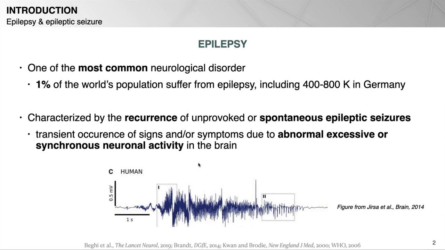These are defined as brief episodes of signs and/or symptoms, like alteration in behavior, some sensations, loss of consciousness, among others. And this is due to an abnormal electrical discharge in the brain. So you can see such an example in the figure below, that corresponds to spontaneous seizures recorded in epileptic patients.